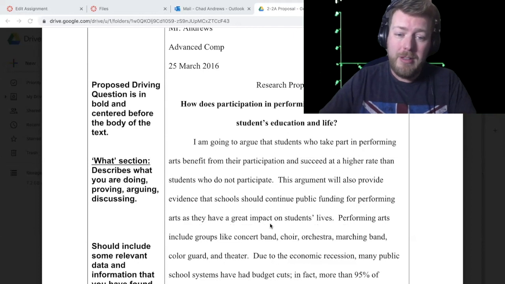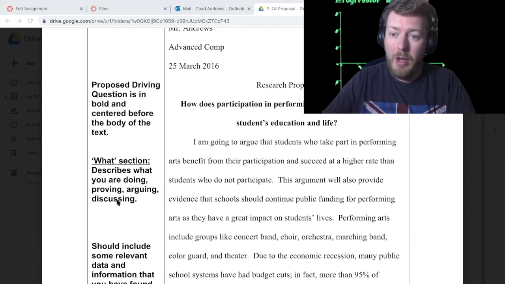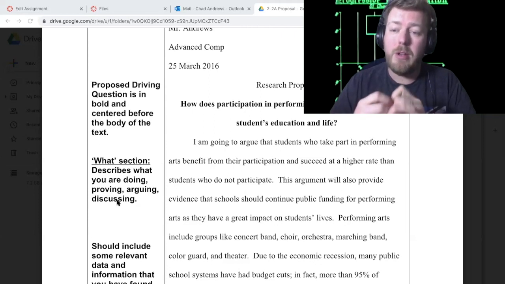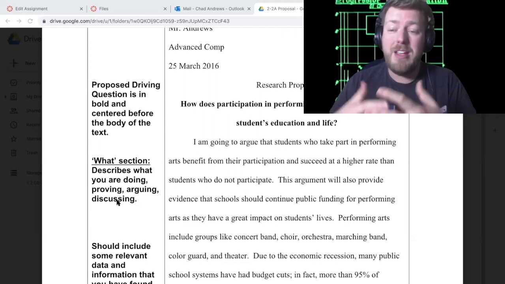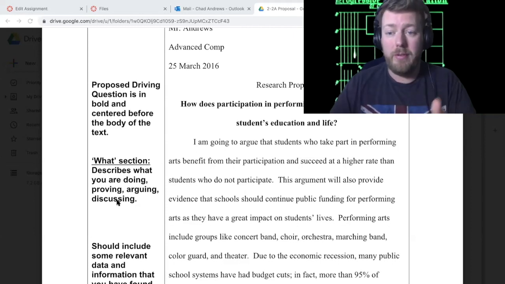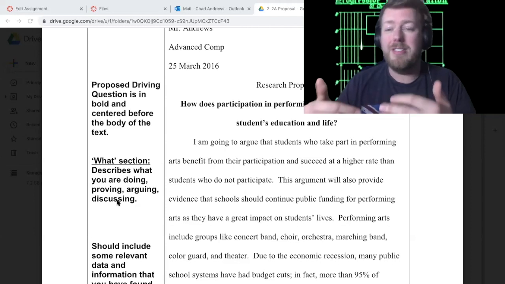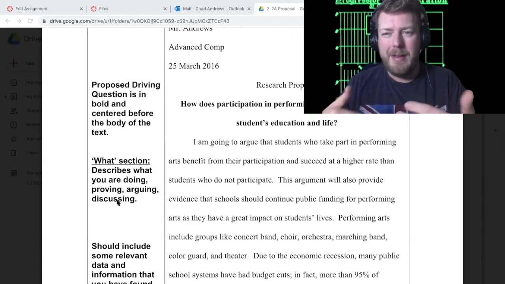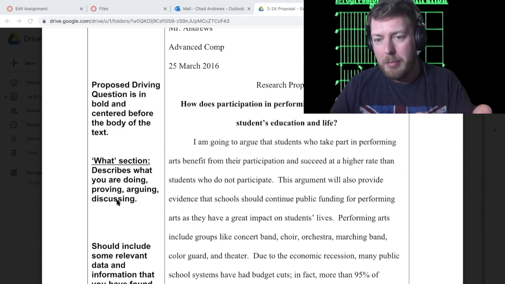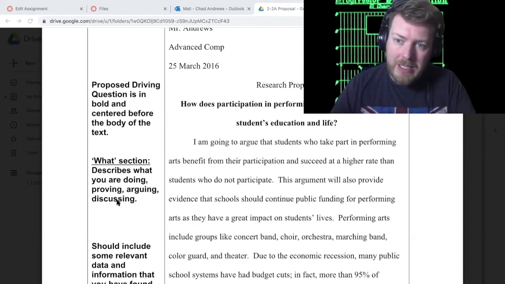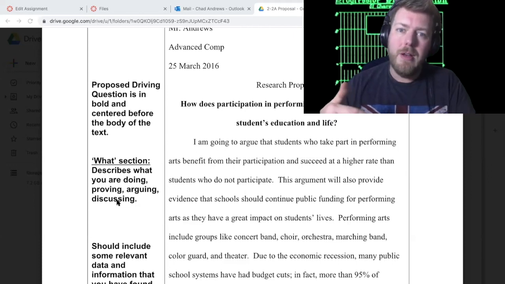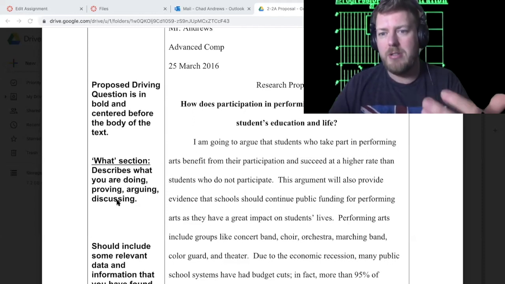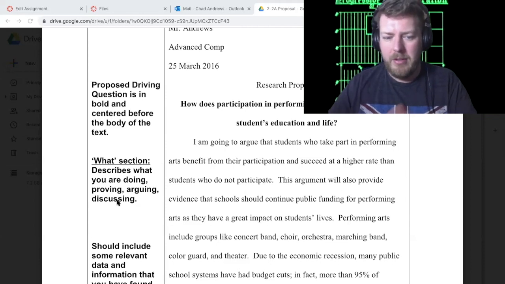So what they're doing in this first section is what we call the what section. The what section describes what you're doing, what you're proving, what you're arguing, what you're discussing. Think of this as you're laying out your goals for research. What are you thinking you're going to say with this paper? Obviously, you're going to try to answer the question, but what are you trying to prove? Are you trying to solve a problem? Are you trying to understand something? Are you trying to motivate readers to do something? Like, what outside of answering the question is your ultimate goal for this paper?